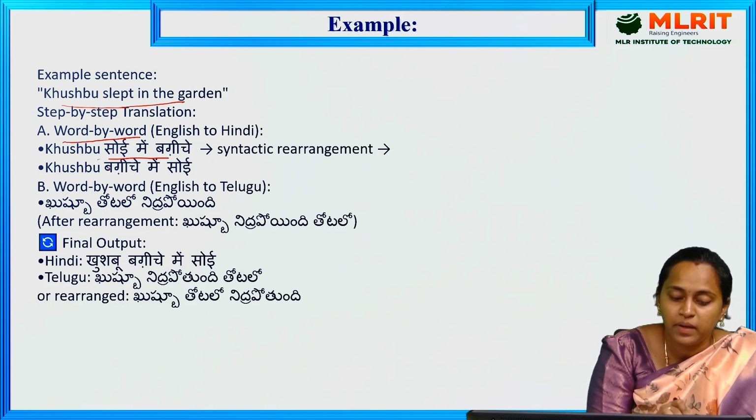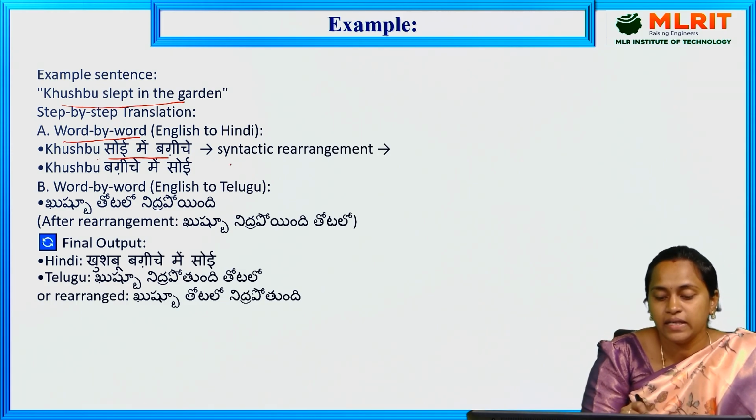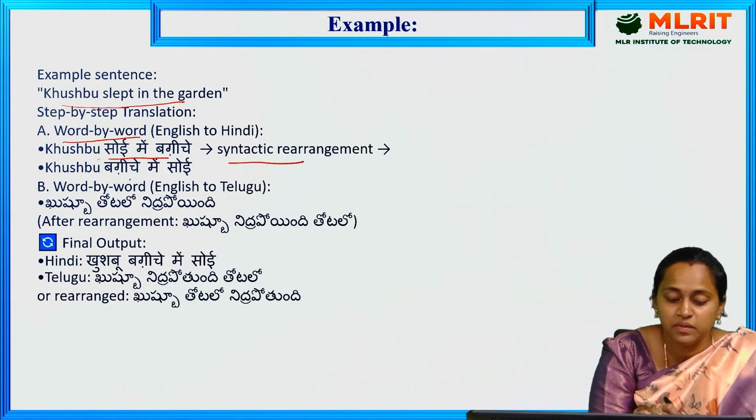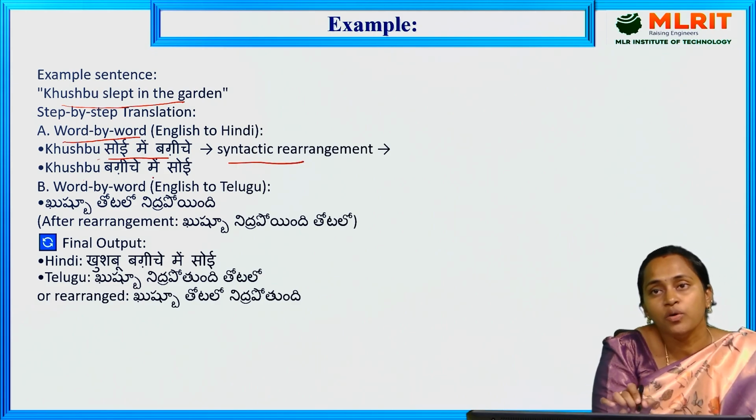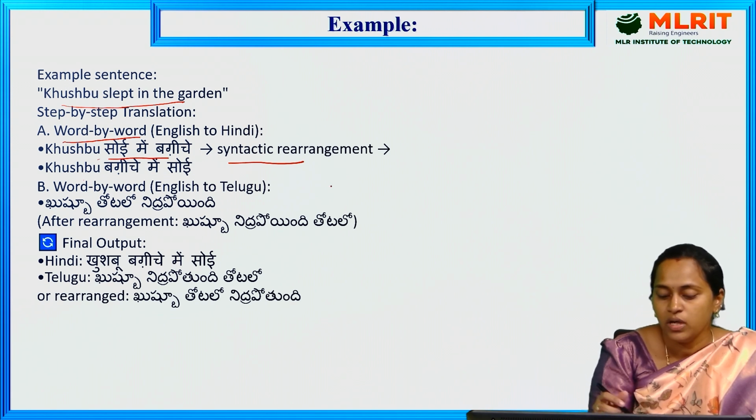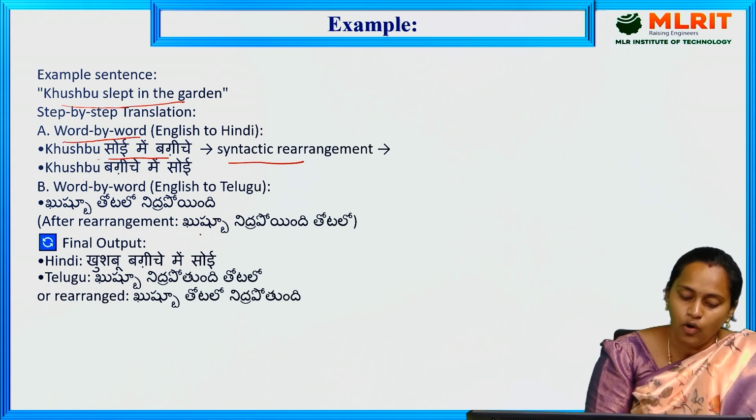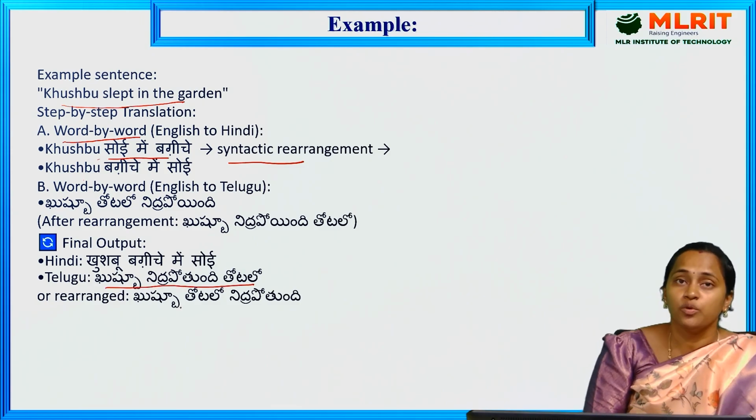Soyi mein bagiche. Soyi mein bagiche. This is a syntactic arrangement. After syntactic arrangement, Kushbu bagiche mein soyi. This means Kushbu totalo nidrapotundi, right? After rearrangement, Kushbu nidrapoyindi totalo. The final output is Kushbu nidrapotundi totalo. That means Kushbu totalo nidrapotundi.